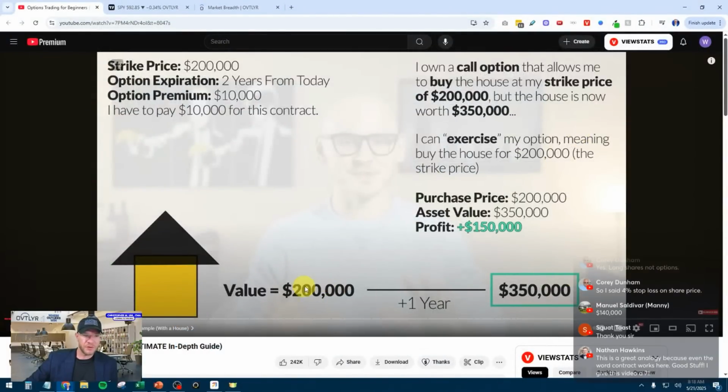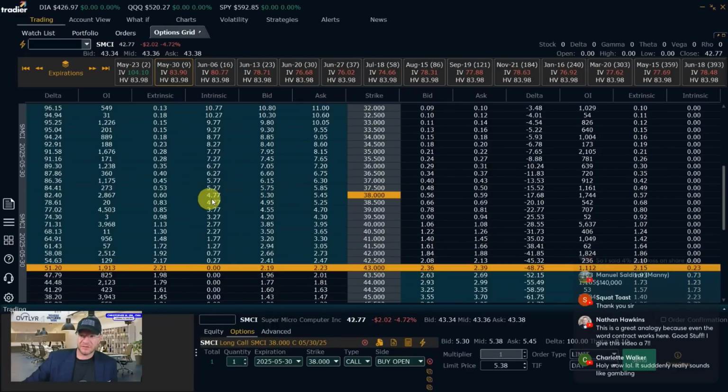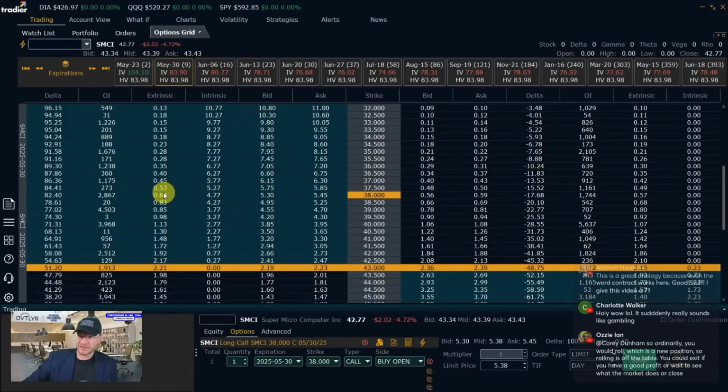But if it never goes to over 200, then what will happen is that this extrinsic value will tick down day after day after day. And if it's in the money and it never changes, this value never changes, right? So imagine SMCI stays at 42.77 for the next 9 days. The intrinsic value cannot and will not change because remember, it's the difference between the price of the stock minus the strike price. And so this 60 cents will go down. So we will lose money, but only in the extrinsic category, not in the intrinsic category.